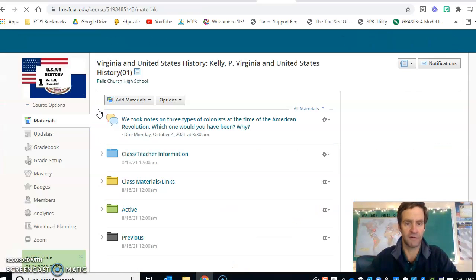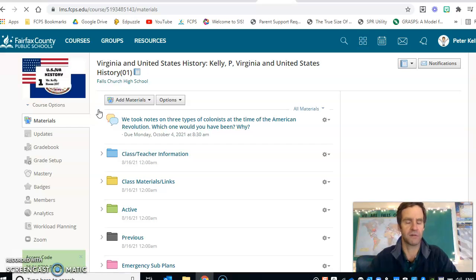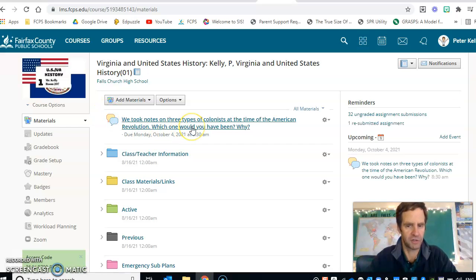First things first, just like any other class, I want you to start with a warm-up question here. Tell me which one of the four types of colonists would you have been at the time of the American Revolution? Or which one would you like to be? Would you be a loyalist? Would you be a rebel? Your choice. Just tell me why.